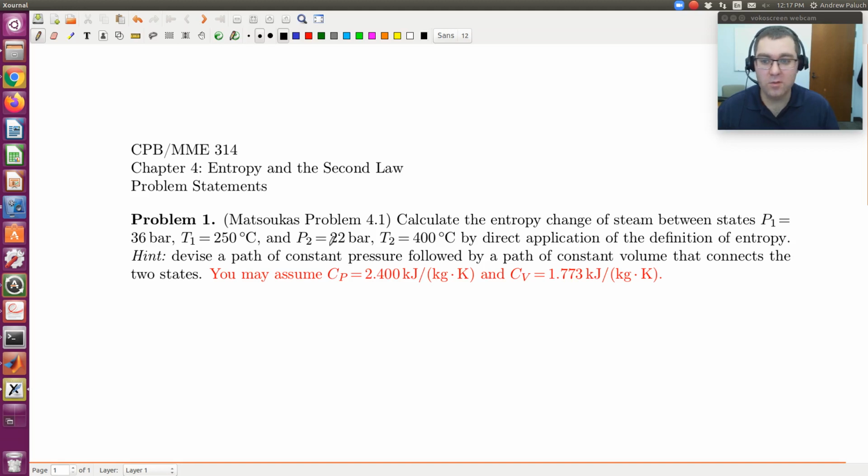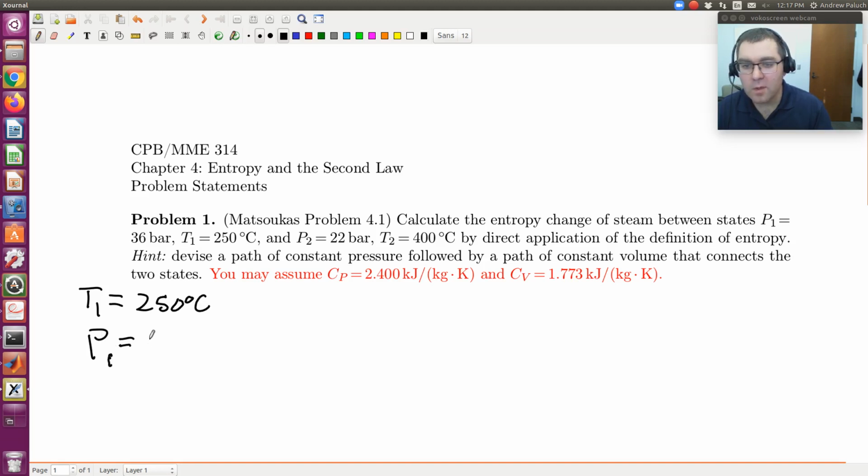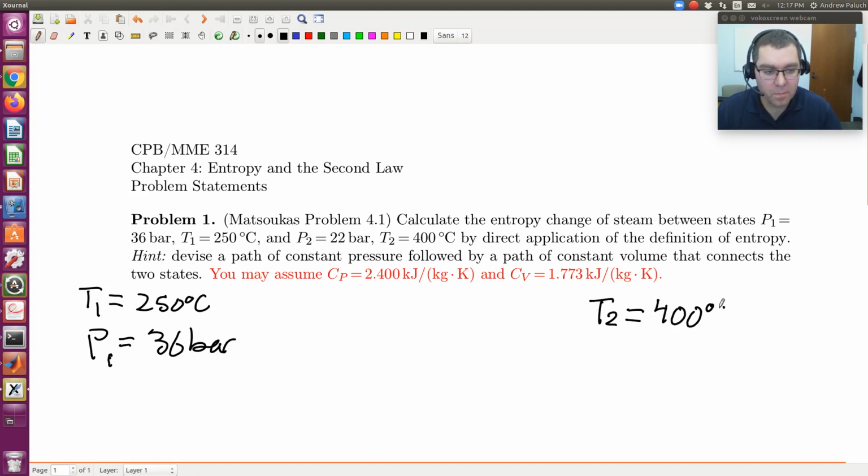So let's do it. We have some initial state, state 1, where I have a temperature of 250 degrees C and my pressure is 36 bars. I'm going to draw it over here. I'm going to have some final state in which my temperature is 400 degrees C and my pressure is 22 bars.